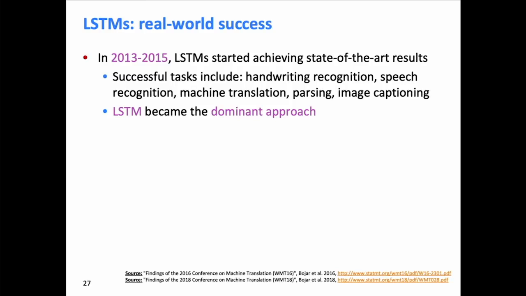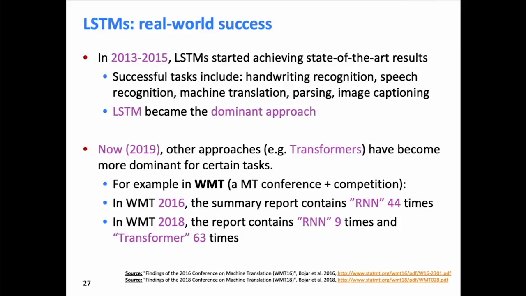However, today, in 2019, things change pretty fast in deep learning. Other approaches, for example transformers, which you're going to learn about later in the class, seem to have become the dominant approach in some of these application areas. To look into this, I had a look at WMT, which is a machine translation conference and also competition where people submit their MT systems to be evaluated. I looked at the summary report from WMT 2016, and I did a quick Control F and found the word RNN appeared 44 times.